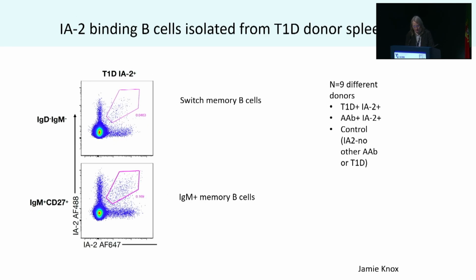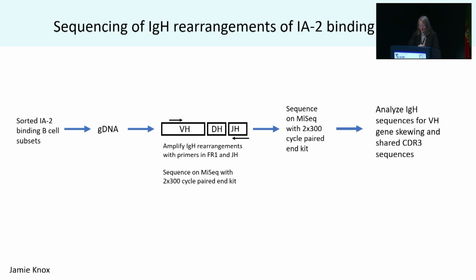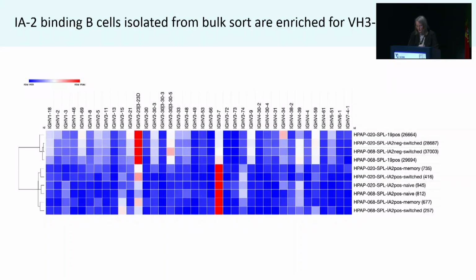So we pull these out by flow, we sort on the diagonal. We have since been improving this further with lots of additional bells and whistles. We pull this out of multiple donors. Then we subject those antigen-enriched populations to bulk sequencing of the antibody heavy chain, and then we analyze the V gene usage. So the first thing that's really nice as a proof of concept is that we have nice enrichment among the IA2 binding cells from multiple donors for VH3-7. So this was very reassuring to us.